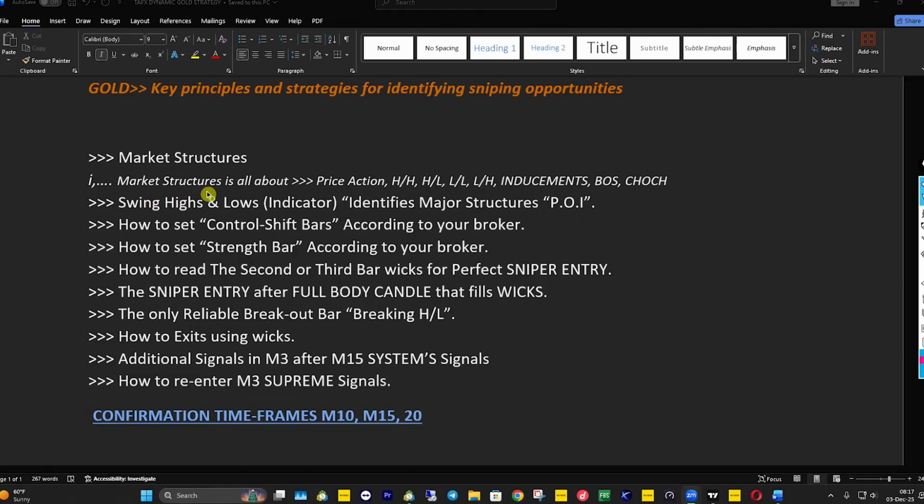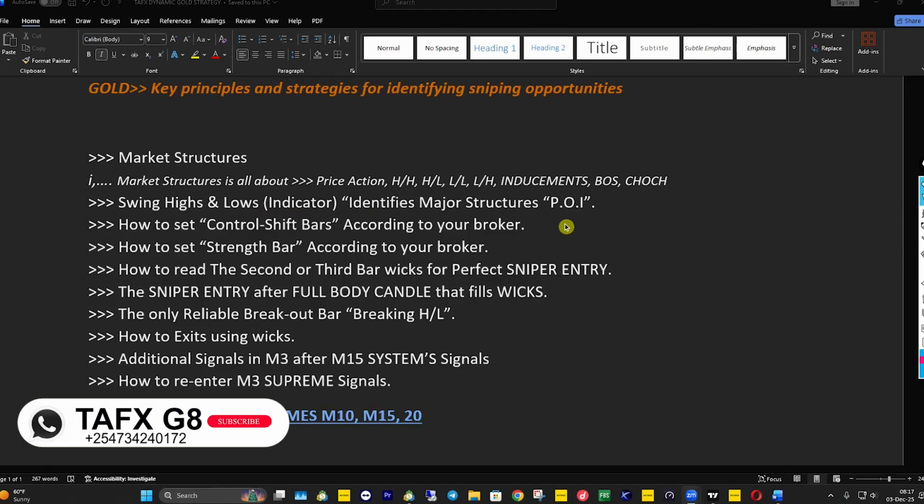So when we are learning about market structure, we are going to see the swing highs and lows indicator that will identify major structures and POI. So these are the things to expect in our private videos.